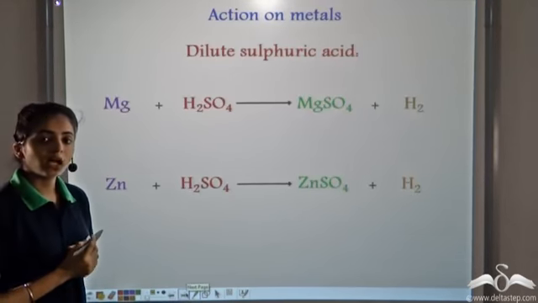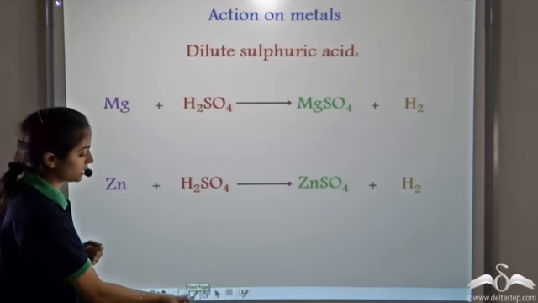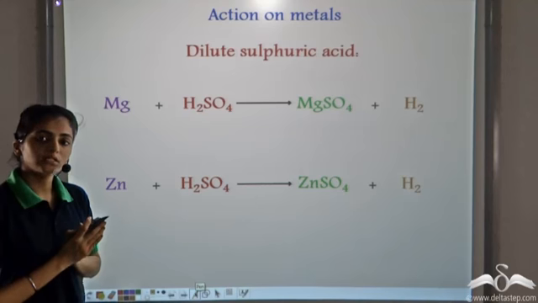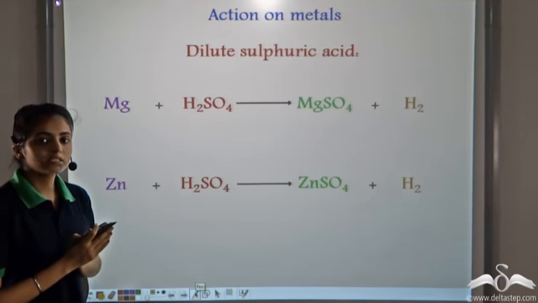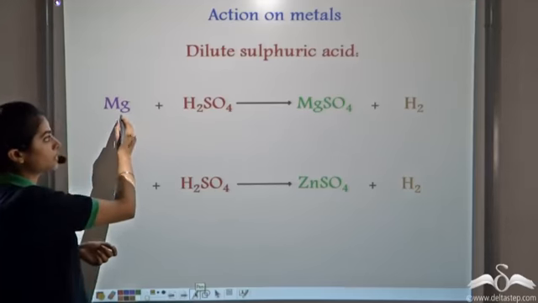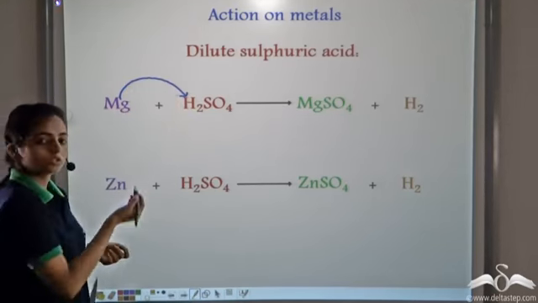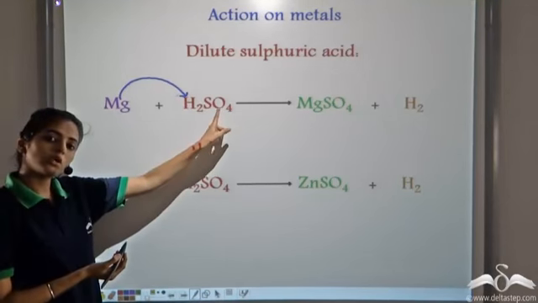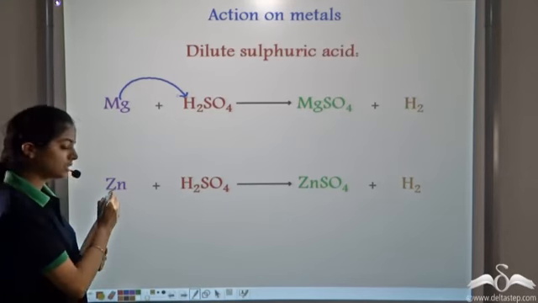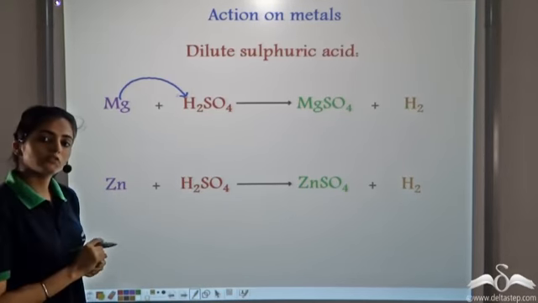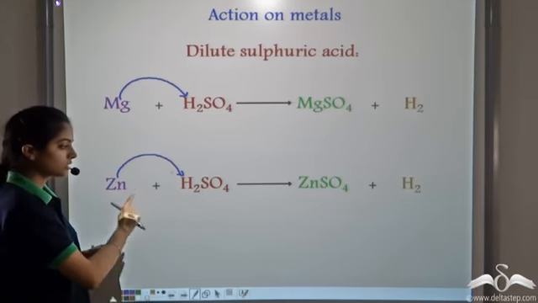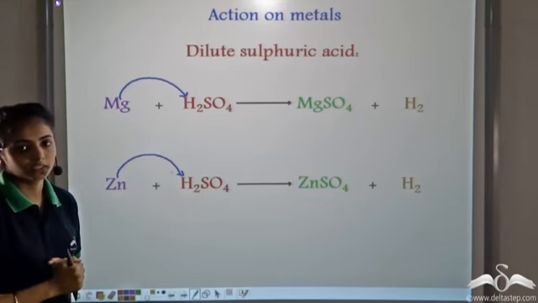Now let's see the action of dilute sulfuric acid on metals. So when dilute sulfuric acid reacts with metals, we have seen this reaction that there is displacement of hydrogen. So magnesium displaces hydrogen, it forms the corresponding salt, magnesium sulfate, and hydrogen gas is released. Similarly, zinc, when it reacts with sulfuric acid, hydrogen gas is displaced and it forms the corresponding salt, zinc sulfate.